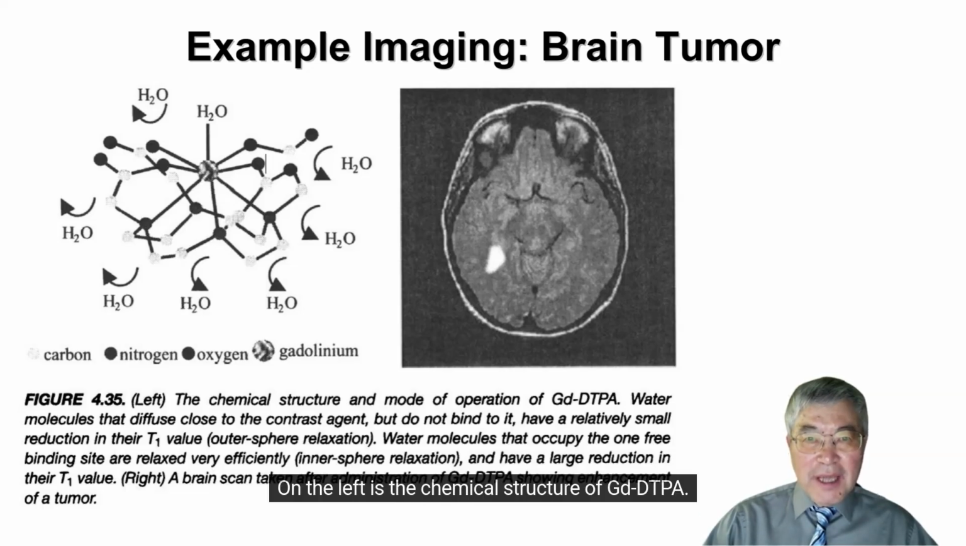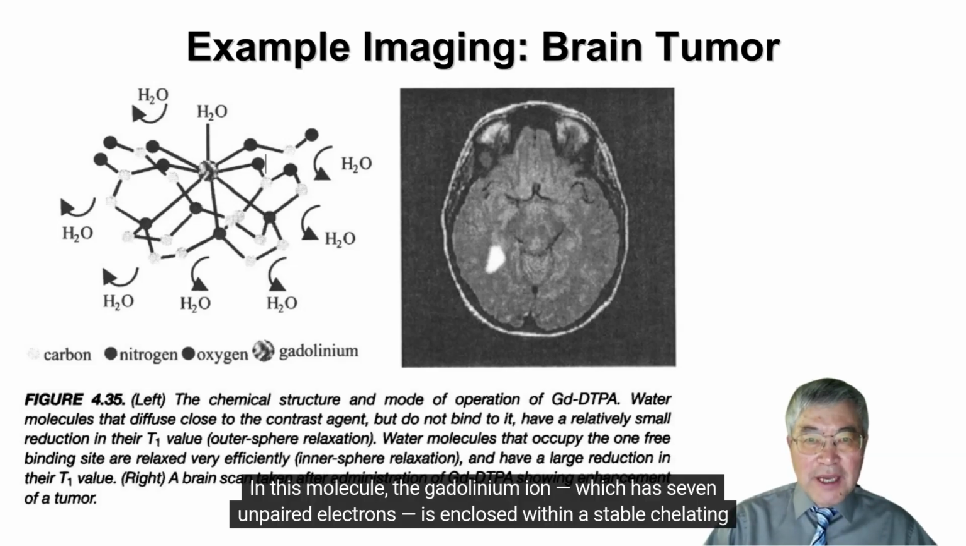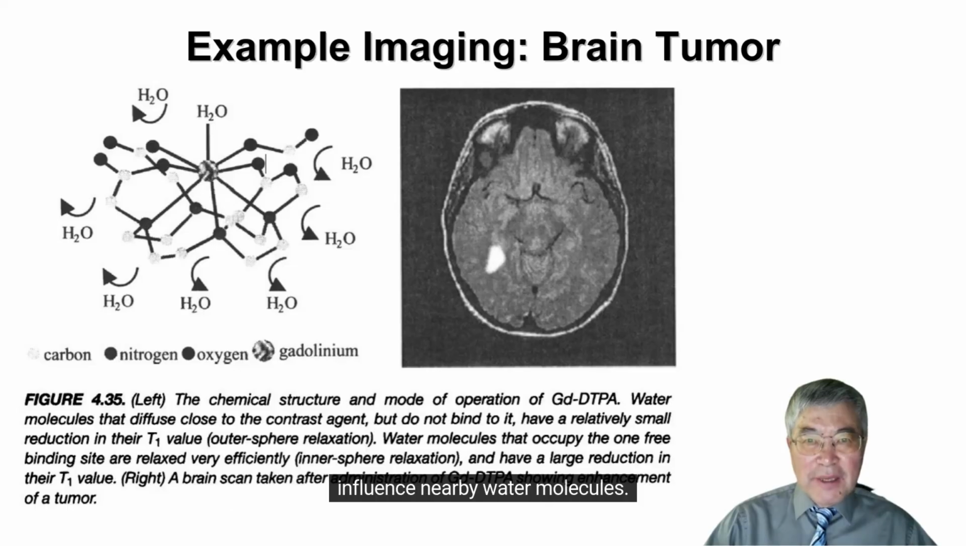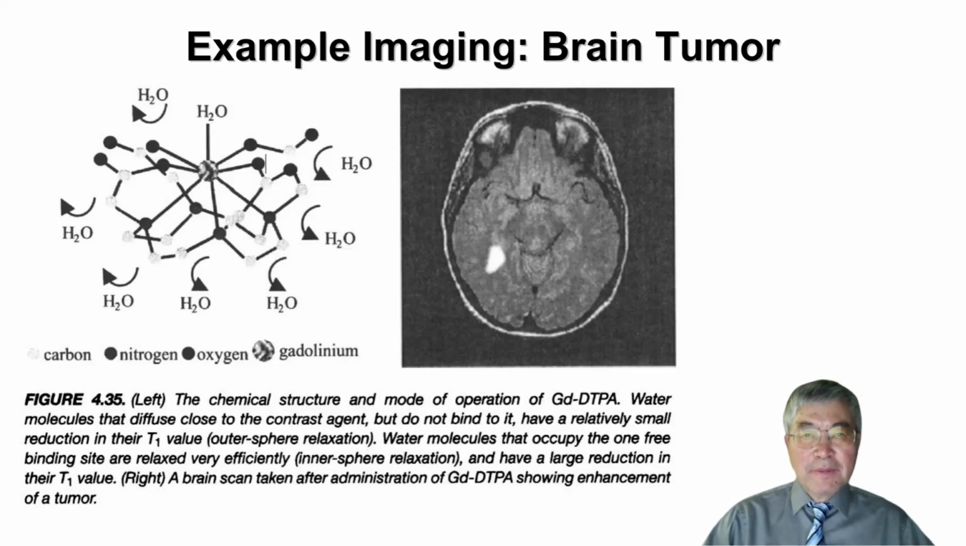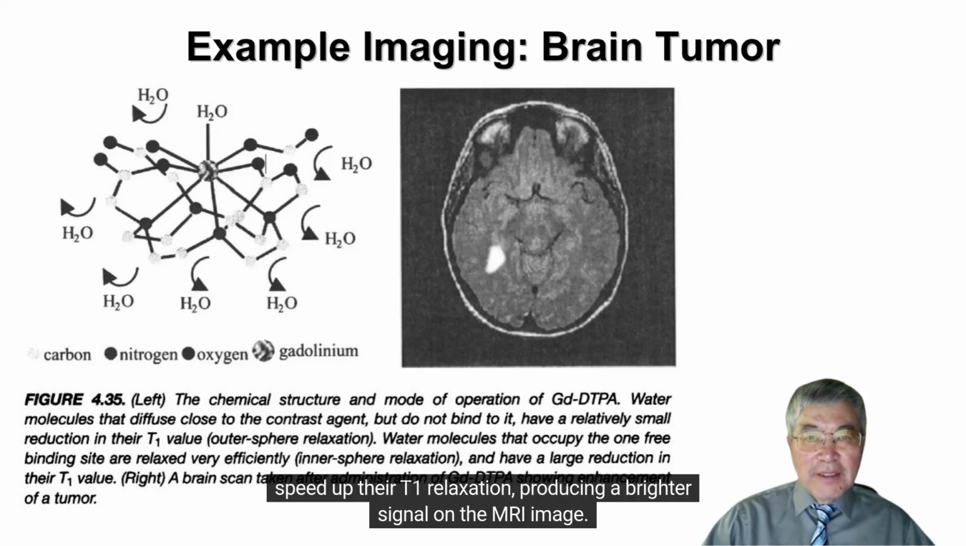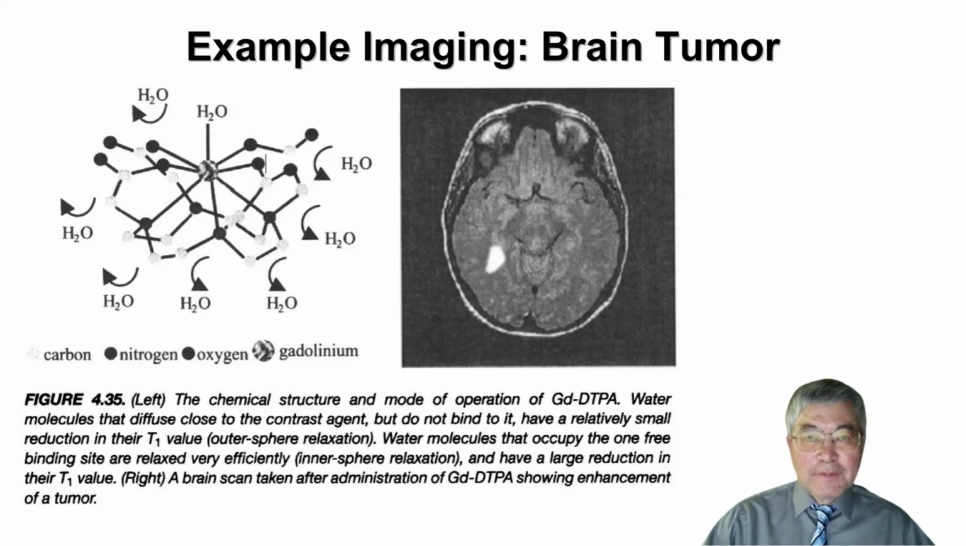On the left is the chemical structure of Gd-DTPA. In this molecule, the gadolinium ion, which has 7 unpaired electrons, is enclosed within a stable chelating cage. This cage prevents the toxic metal from freely interacting with biological tissue, while still allowing it to influence nearby water molecules. When water molecules come close to the contrast agent, they experience local magnetic field changes that speed up their T1 relaxation, producing a brighter signal on the MRI image.